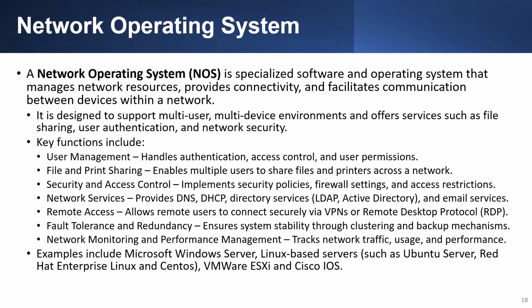User management handles authentication, access control, and user permissions. File and print sharing enables multiple users to share files and printers across the network. Security and access control implements security policies, firewall settings, and access restrictions. Network services provides DNS, DHCP, directory services such as LDAP and Active Directory, and email services. Remote access allows remote users to connect securely via VPN or remote desktop protocol.